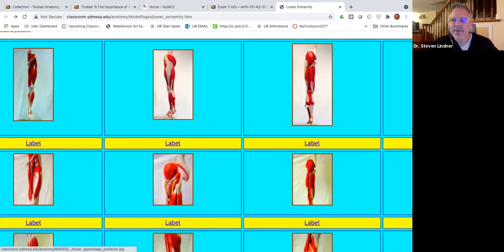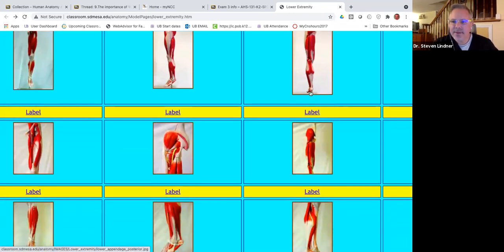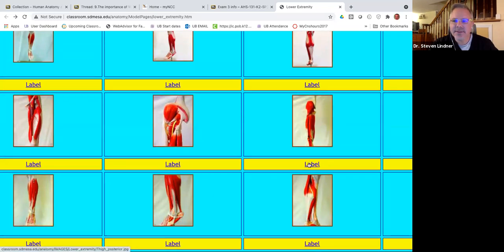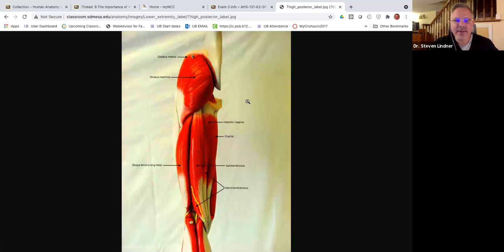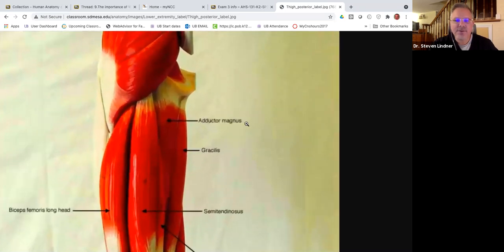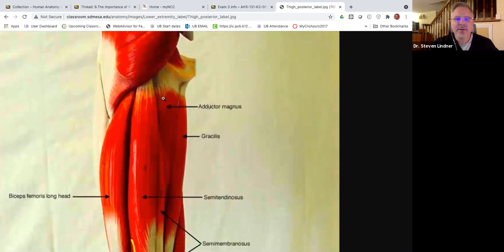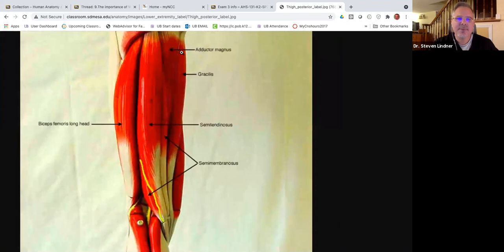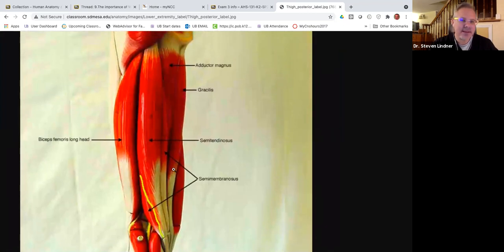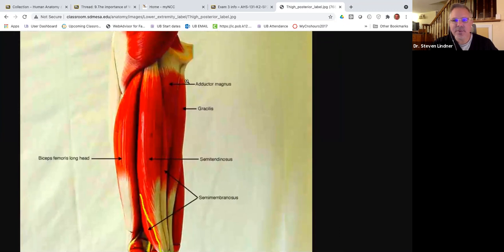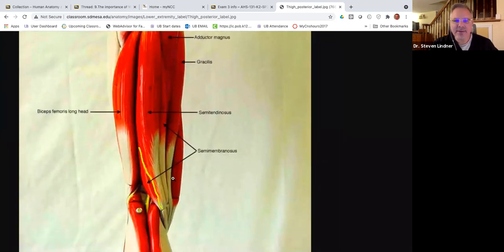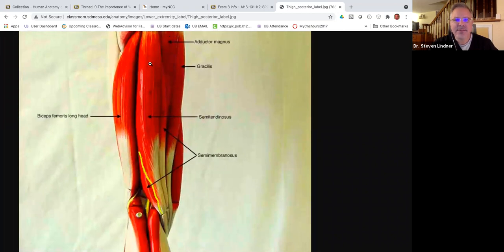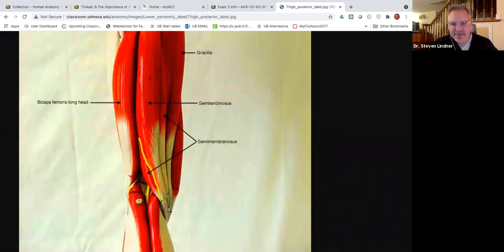Okay, so we did the posterior compartment here. Let's just zoom in a little bit here, see if there's anything else I need to show you, or if this shows anything a little bit better. Okay, we did the Adductor Magnus, we did the gracilis, which is the second longest muscle in the body. It originates there on the pubic bone. If we follow it down, it inserts on the pes anserine. Here's the semitendinosus. It originates on the ischial tuberosity, and it too inserts on the pes anserine.